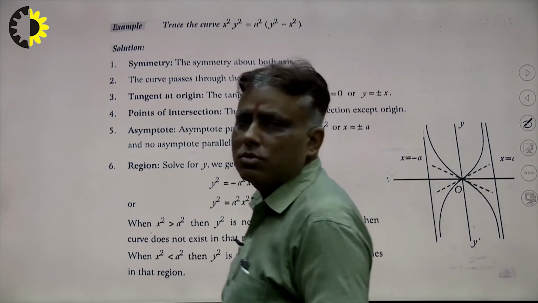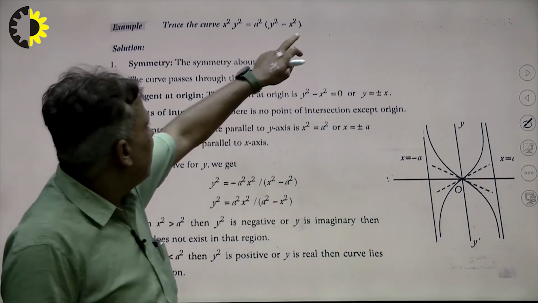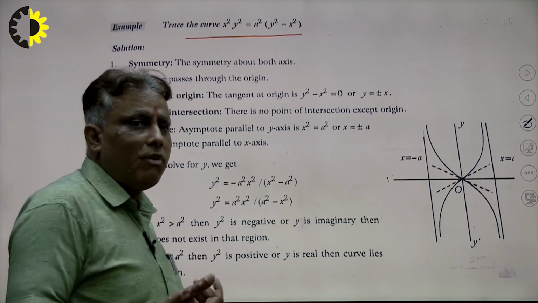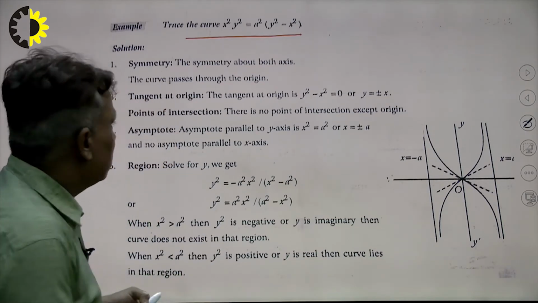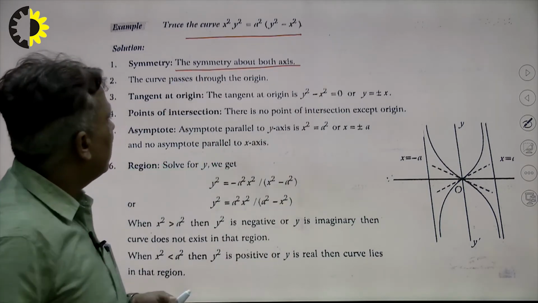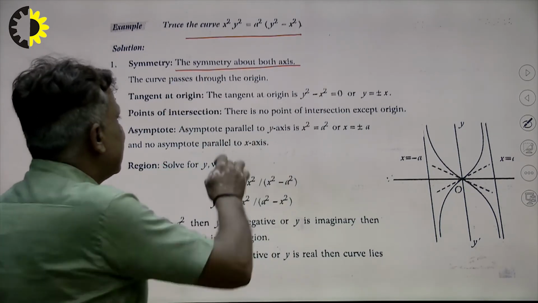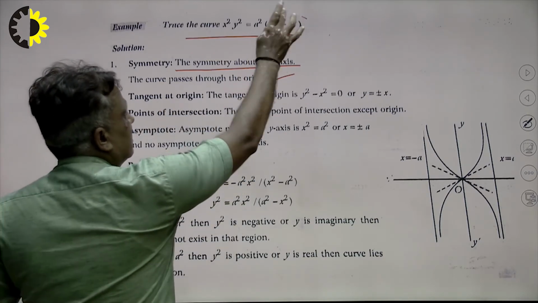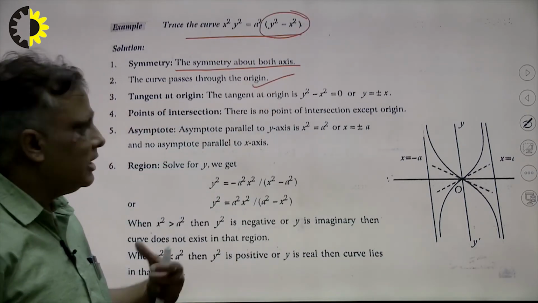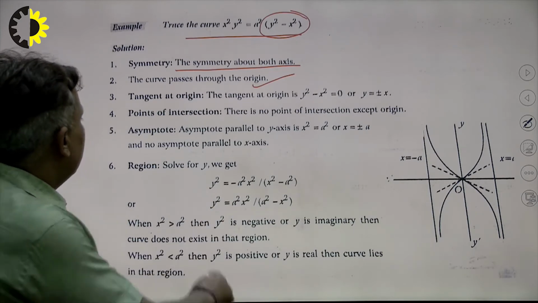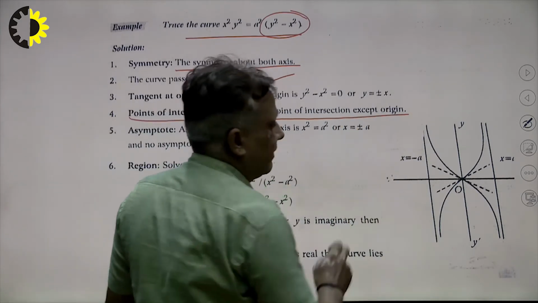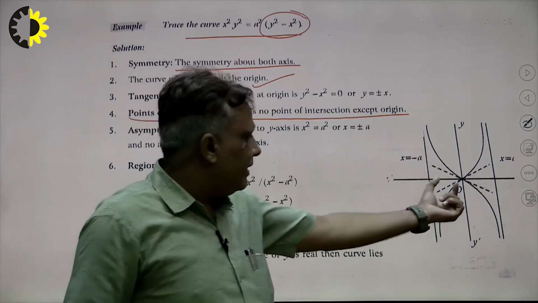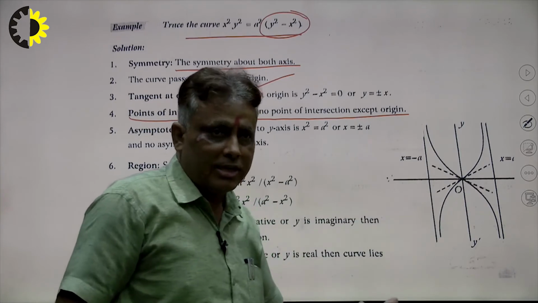Suppose I want to trace this curve. What is the symmetry of this curve? The curve is symmetrical about the x axis as well as the y axis because both are even powers, so symmetrical about both axes. Does the curve pass through the origin or not? Yes, this curve passes through the origin. Tangent at the origin: the lowest degree terms are y square minus x square, so y is equal to plus minus x is the tangent. Point of inflection: there is no point of inflection, that means there is no closed node. And the nature of the curve at the origin will be a node because there are two tangents.